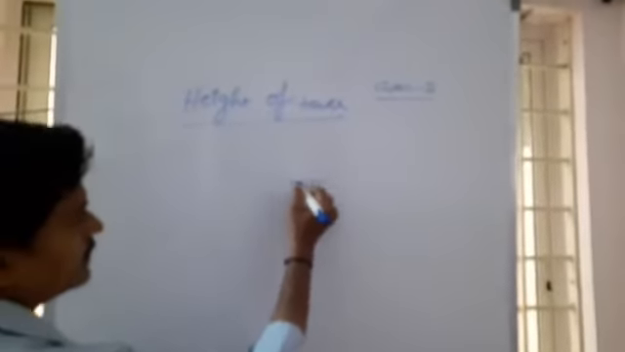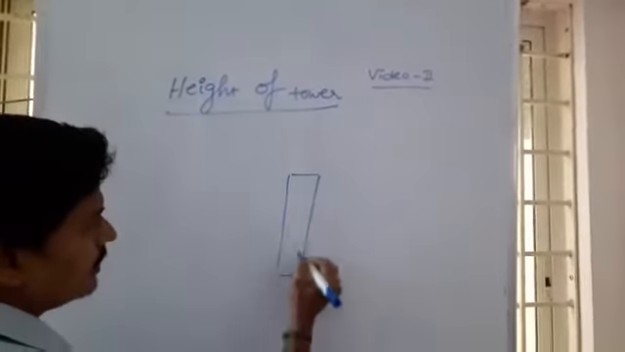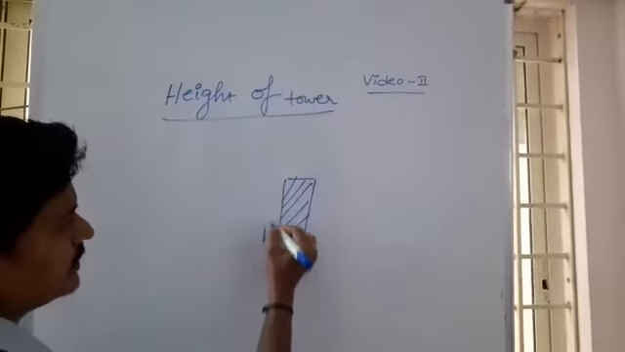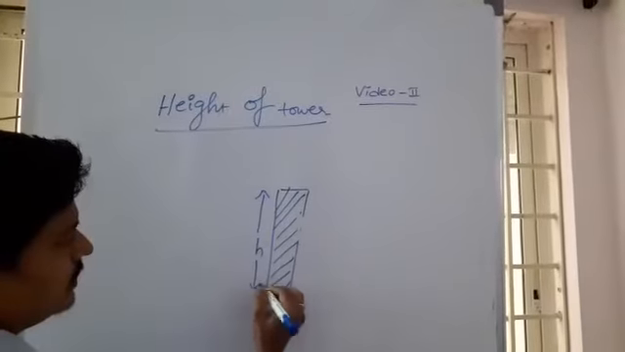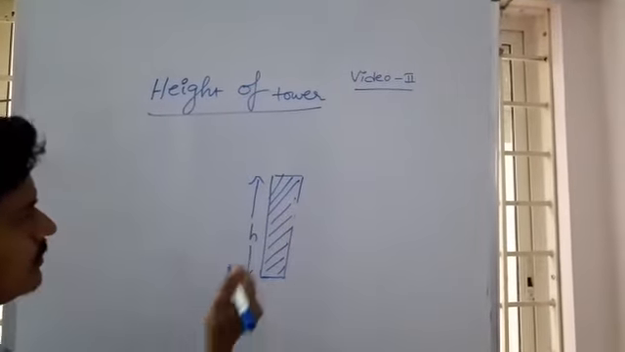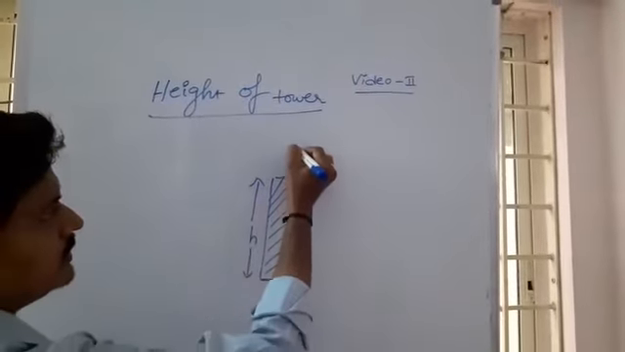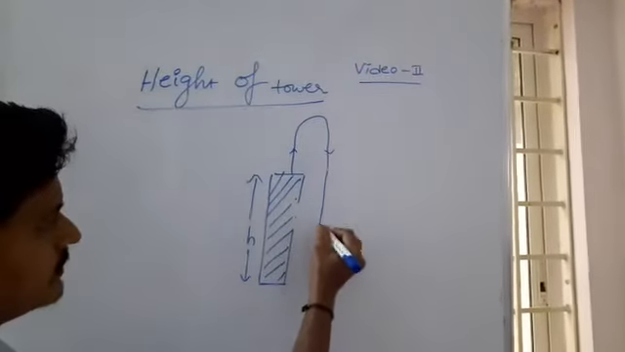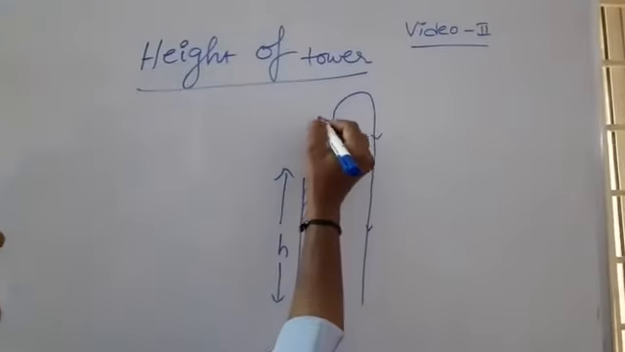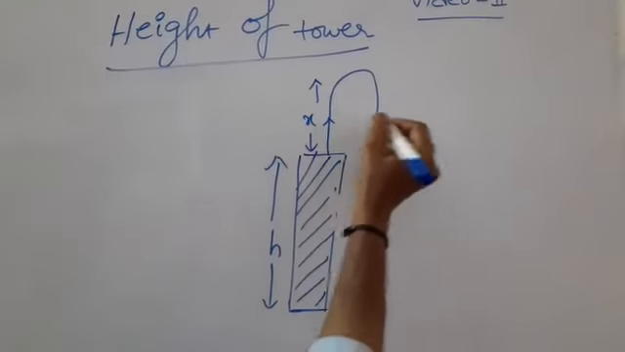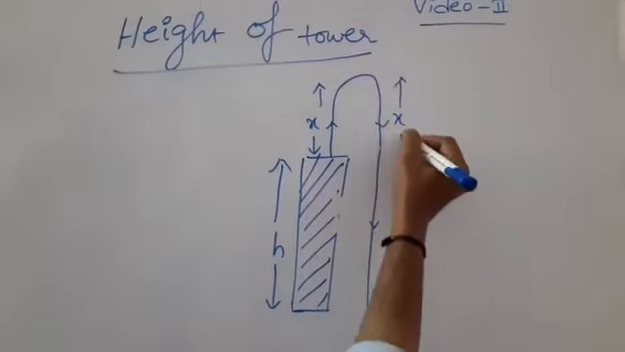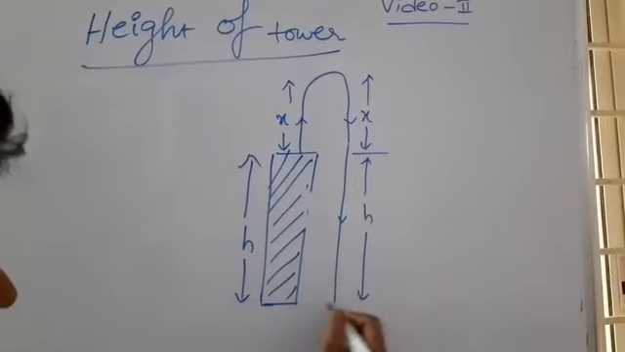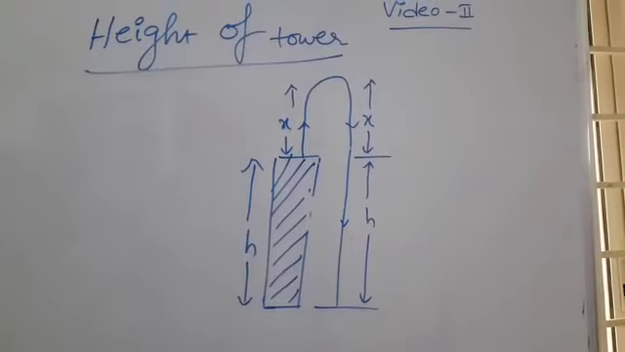Expression: we can consider a tower of height h. Consider one body thrown vertically upwards and reaching the ground. The covering distance is x in the upward direction, and the same x downward, and up to here this is h, equivalent to the height of the tower.